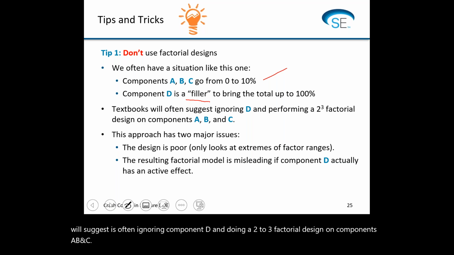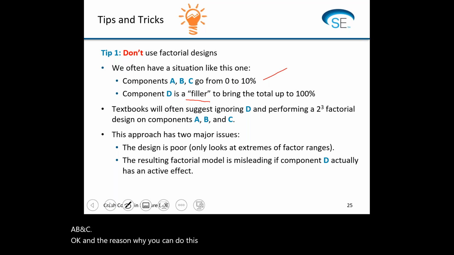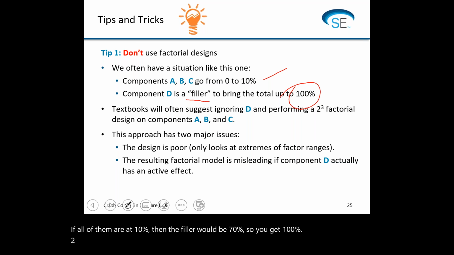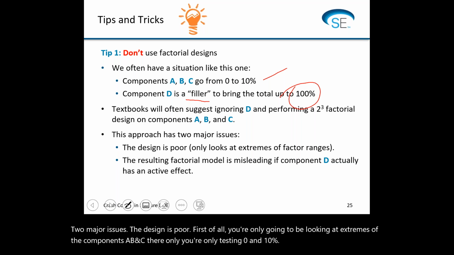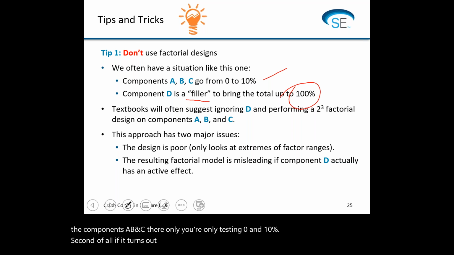Okay, and the reason why you can do this mathematically is because if components A, B, and C are all at 10%, then the filler would be 70%, so you get 100%. Two major issues. The design is poor. First of all, you're only going to be looking at extremes of components A, B, and C. You're only going to be testing 0 and 10%. Second of all, if it turns out that the filler actually does have some effect, the factorial model is going to be misleading. So I really dislike this approach.